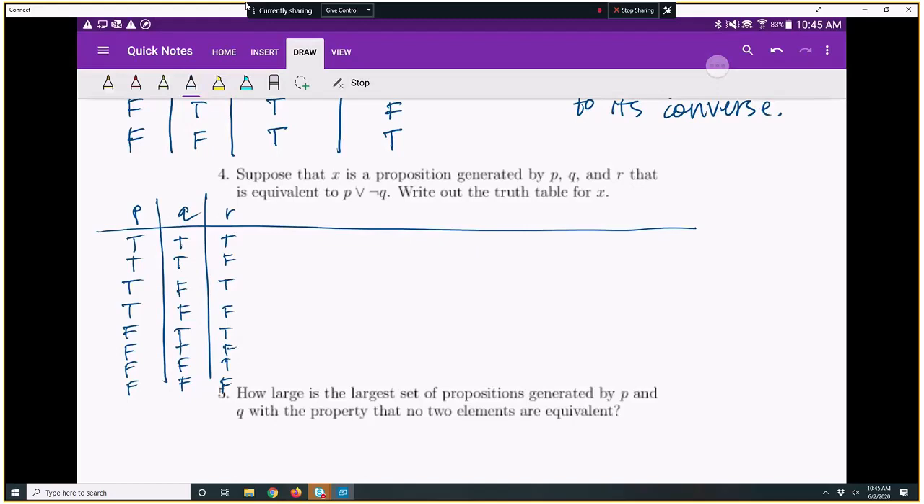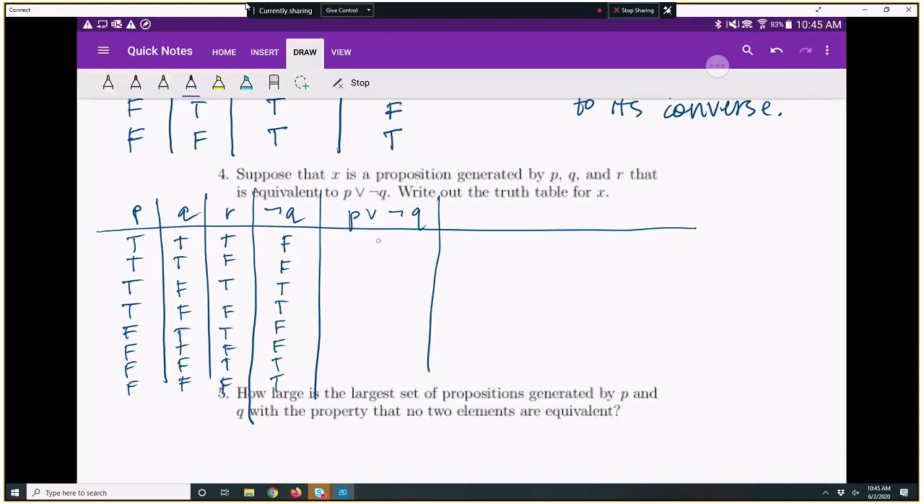And all I know is that I want X to be equivalent to P or not Q. That means I want it to have the same logical values. So let me find the truth table for P or not Q. First, I'll find not Q. That's false, false, true, true, false, false, true, true. Then P or not Q. True or false, true. True or false is true. True or true is true. True or true is true. False or false is false. False or false is false. False or true is true. False or true is true.